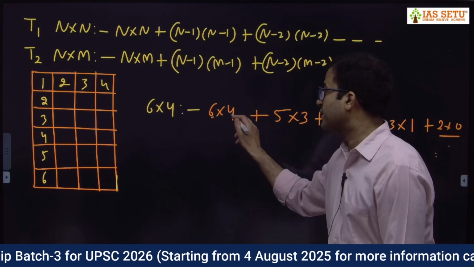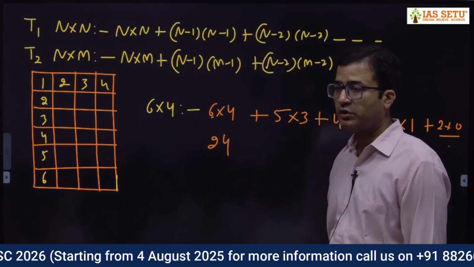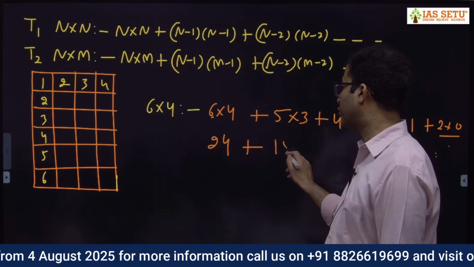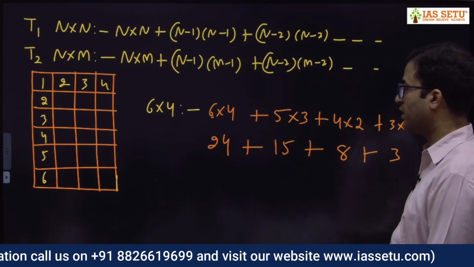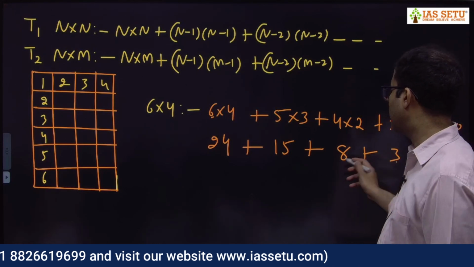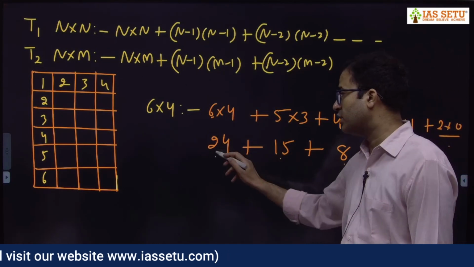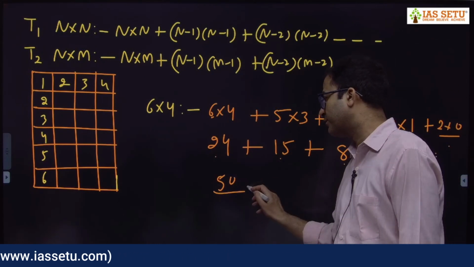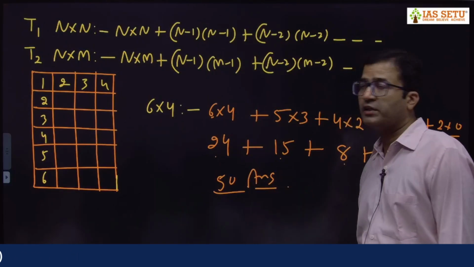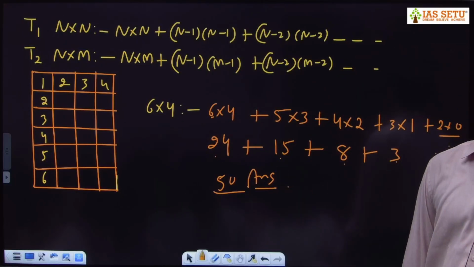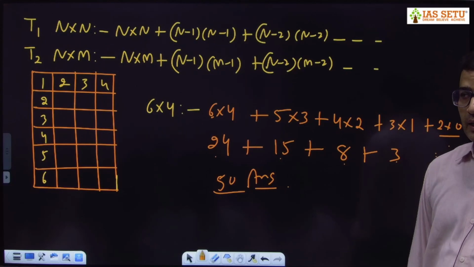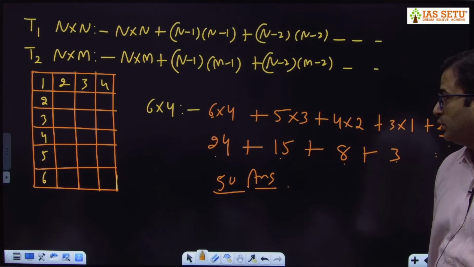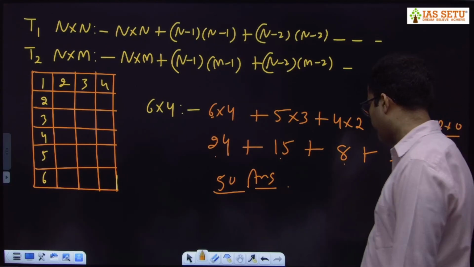So here 6 into 4, 24 plus 5 into 3, 15 plus 4 into 2, 8 plus 3 into 1, 3 plus 0. 3 plus 8, 11 plus 15, 26 plus 24, 50. In this given figure, we have a total of 50 squares. Let me take 2 more examples so that all of you will be comfortable.